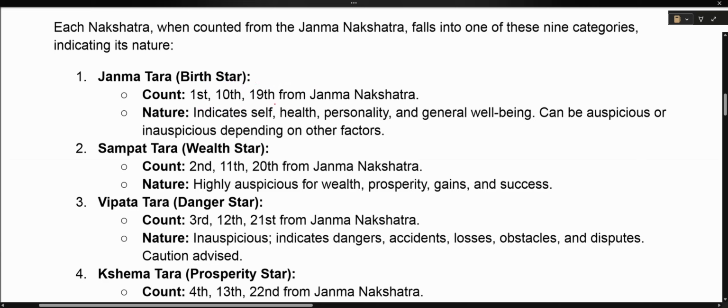It will give you the self. It indicates the self, your personality, your health, your general well-being. These are the different nature or signification of the Janma Tara or Janma Nakshatra. This Janma Tara or Janma Nakshatra can be auspicious or sometimes may be inauspicious.